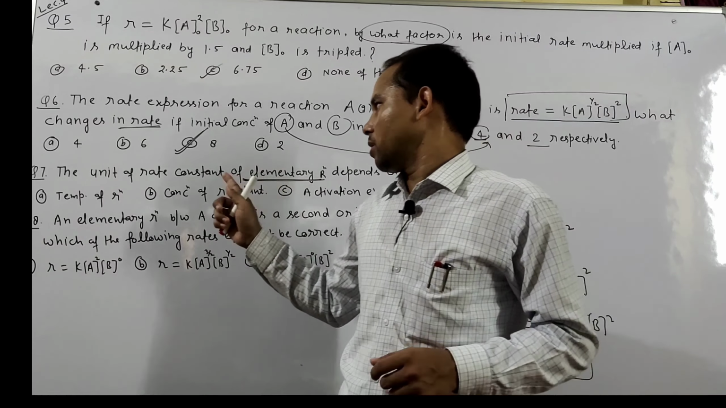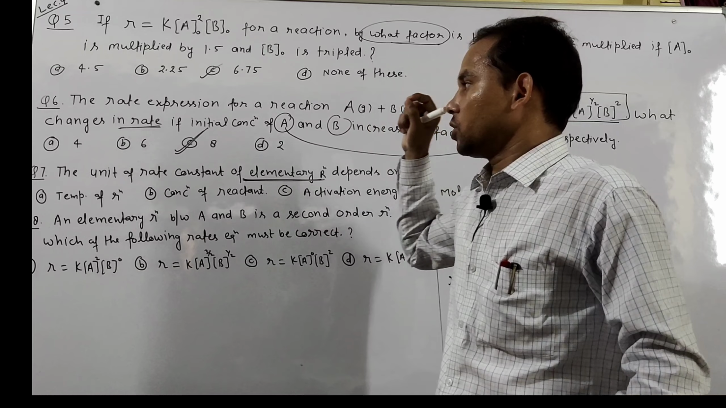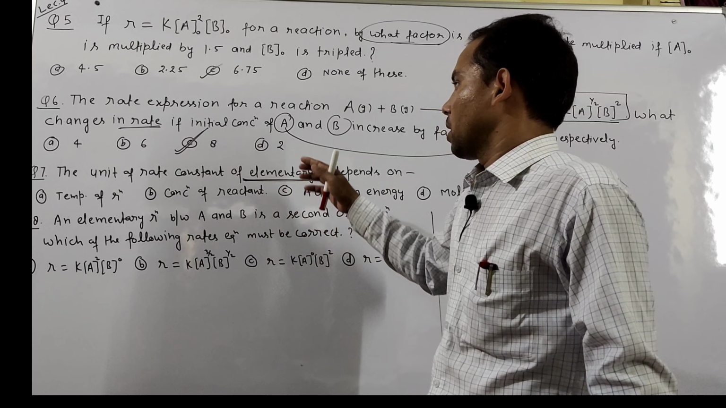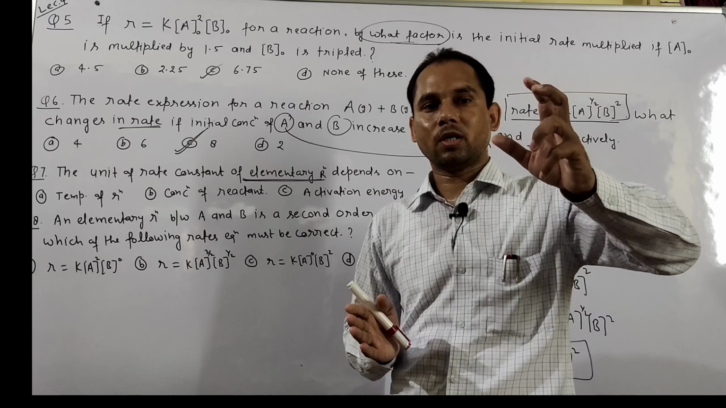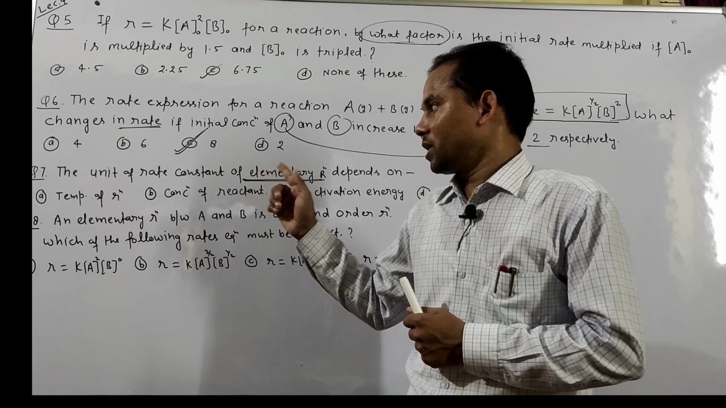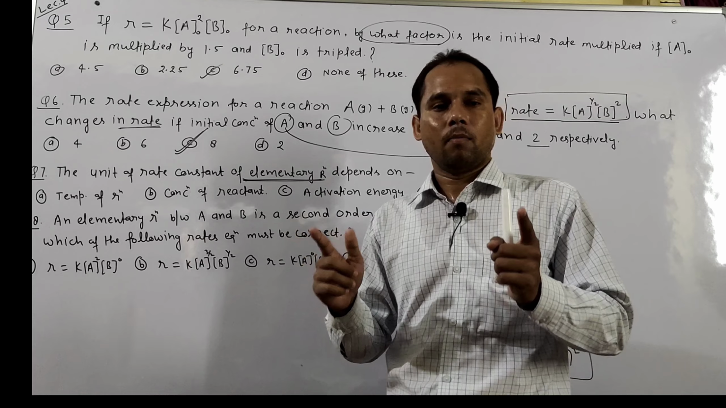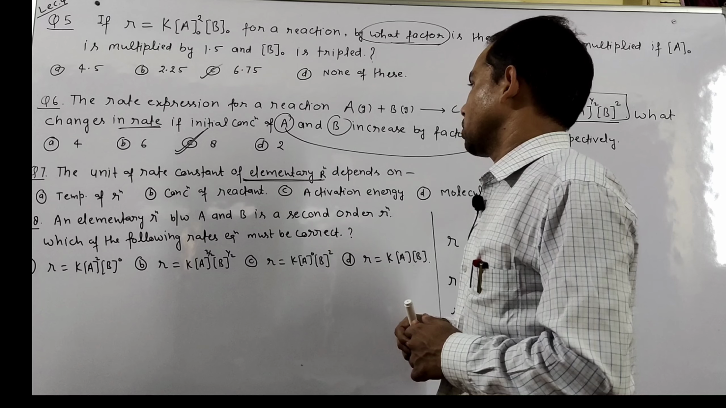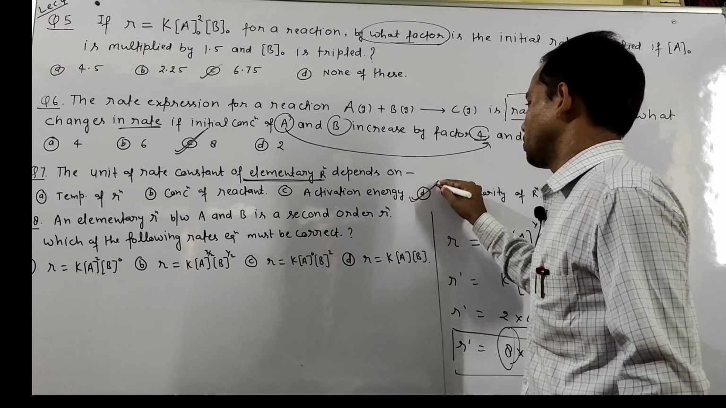Okay, so here, for the elementary reactions, we can express the rate by the rate law expression. According to the law of mass action, if we raise powers on the concentration terms, these powers can be the coefficients of the reactants. This is for elementary reactions, but not for all reactions. So the unit of rate constant for an elementary reaction depends on the molecularity of the reaction. So this is option number D.